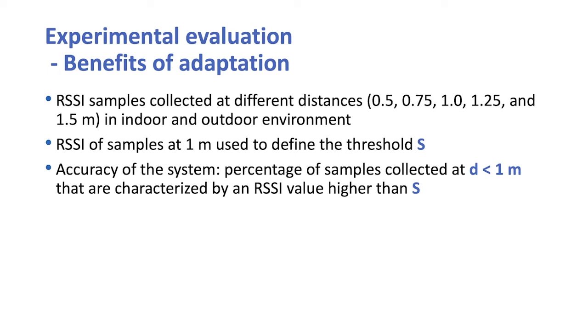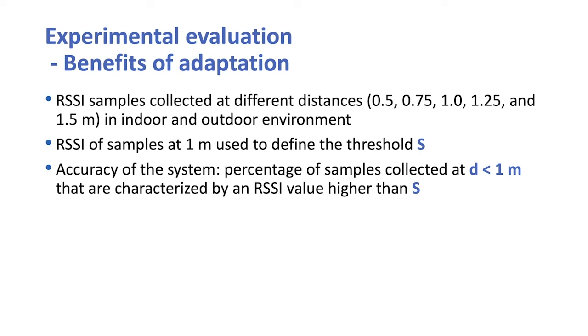Then we evaluated the benefits of adaptation. To this purpose, we collected a number of samples of the received signal strength indicator at different distances, and this has been done both in indoor and outdoor environments. Then we used the average value of the received signal strength indicator at 1 meter of distance to define the threshold S.